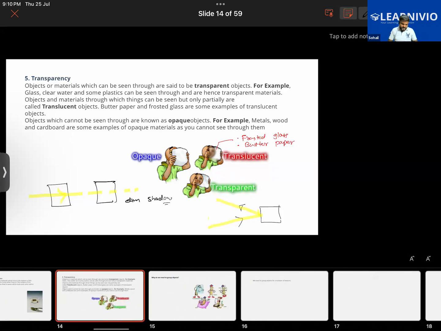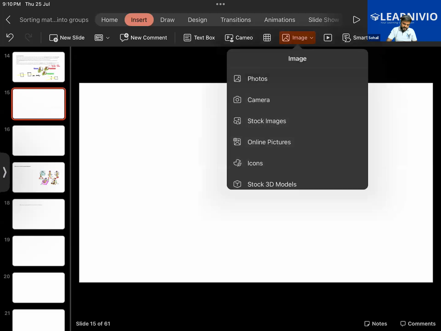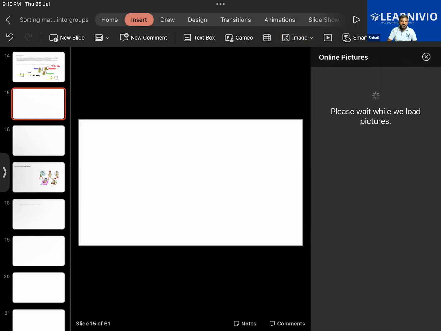Now, apart from these, we have some other bases of classification left to be discussed. The other one we are going to talk about is whether objects get attracted towards a magnet or not.